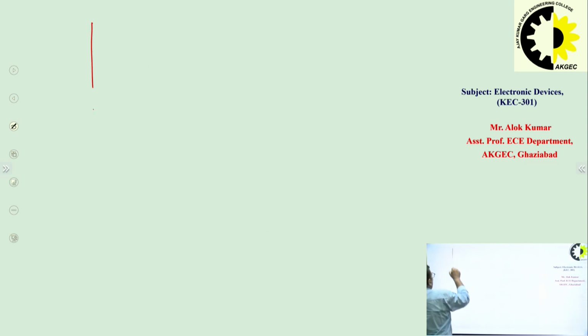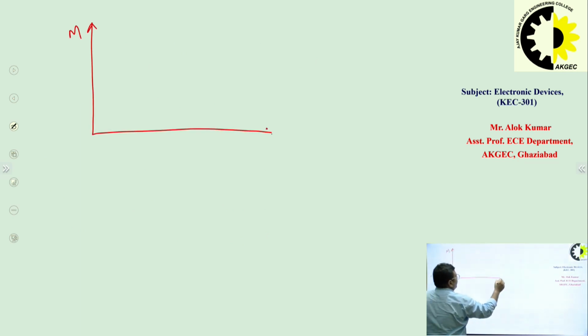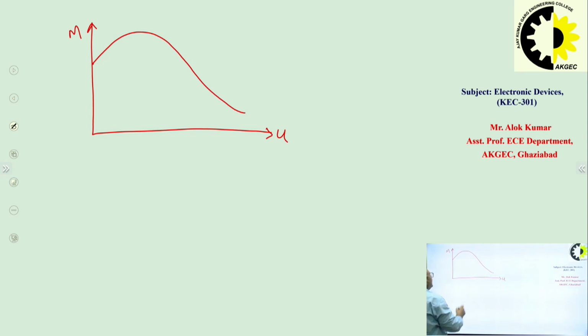Okay, so if I plot this, then we will get this type of curve. This is magnitude and here we have u. So this type of curve we are getting. The frequency at which we are getting the maximum amplitude is called the resonant frequency, and the magnitude at the resonant frequency is called the resonant peak.